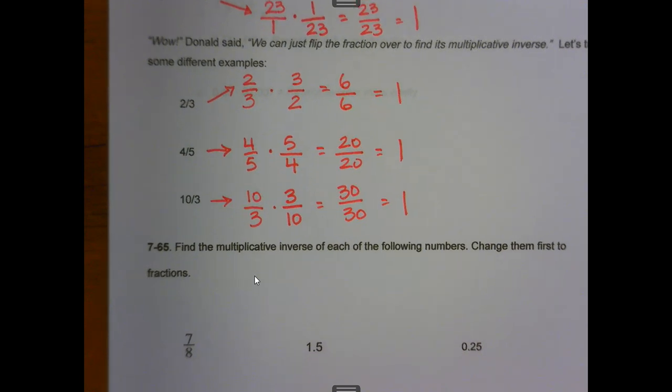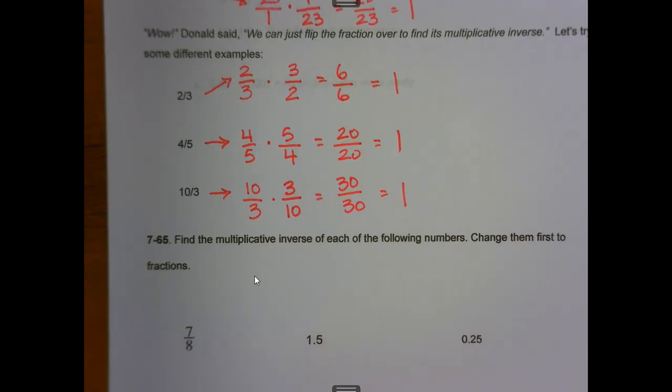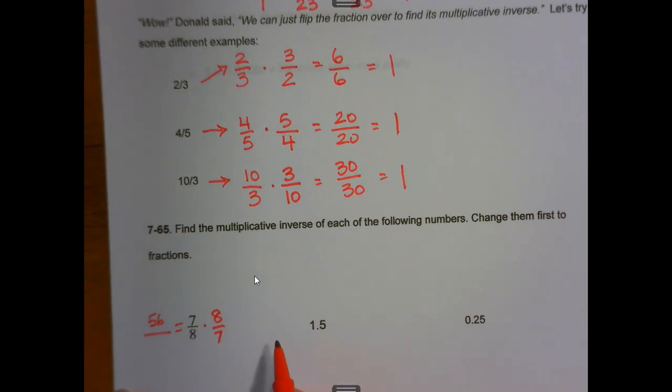All right, and then let's take a look at the next problem. The first one is pretty easy. If I want to flip this, I could make the 8 in the numerator, 7 in the denominator. I'm going to make my answer go left instead of right, which is fine. 8 times 7 is 56. 7 times 8 is 56, and that does equal 1.